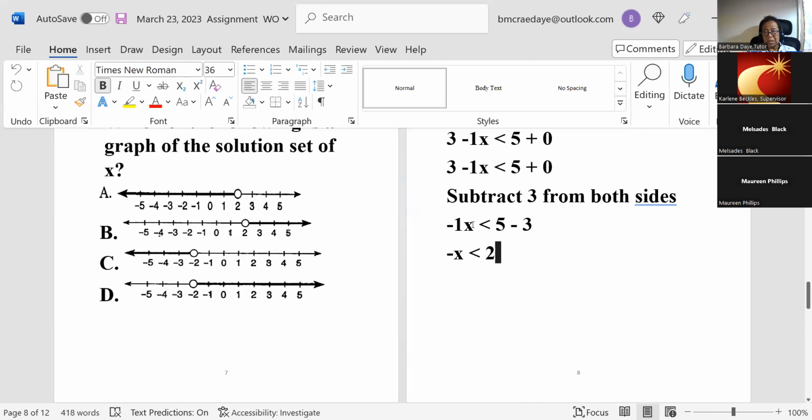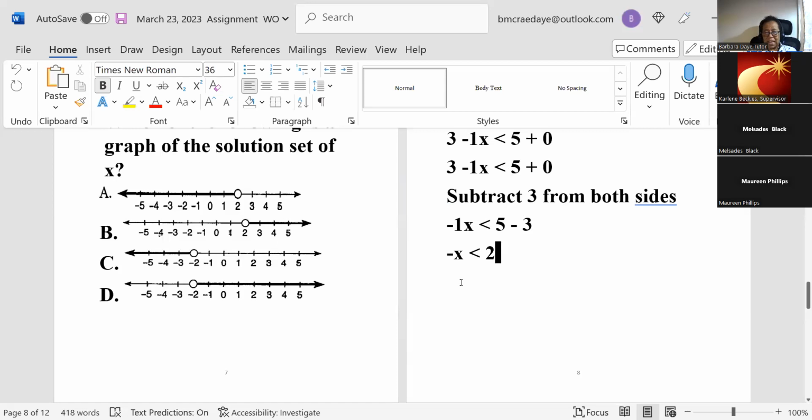Correct? I don't subtract the 3 here, Mercedes. What do you get on the left side if I take away 3 here? On this side, if you take away the 3, what do you have left? Just 1x. That's minus 1x. Yes, minus 1x. And then I have 3 from the 5, and that's a 2, right? Now I have a negative here.